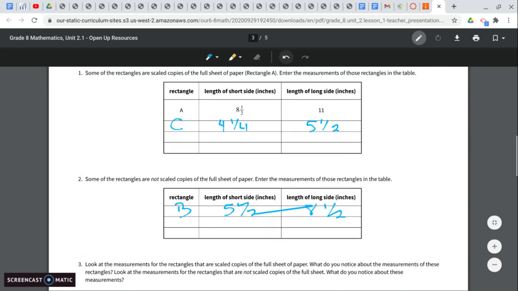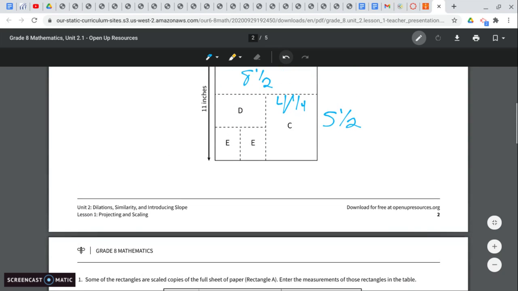All right, so now we need to look for our other ones. So remember, E, we said, was another one that was a scaled copy. So we know that the width here total is 4.25, but 2 E's together make 4.25. So we need to divide that by 2 again. So if we take 4.25 and divide it by 2, we're going to get 2 1/8.